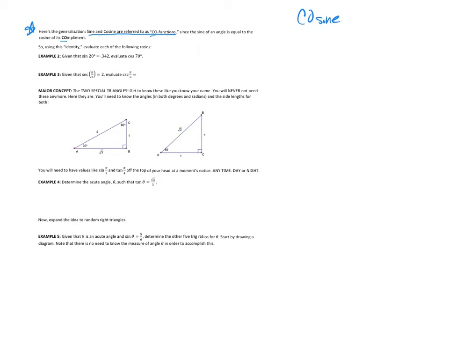remember forever and ever. So example 2 asks us that given that the sine of 20 is 0.342, find out what the cosine of 70 is. And if you just remember that 20 and 70 are complementary, you can say without doing any thought that the cosine of 70 is going to be 0.342.